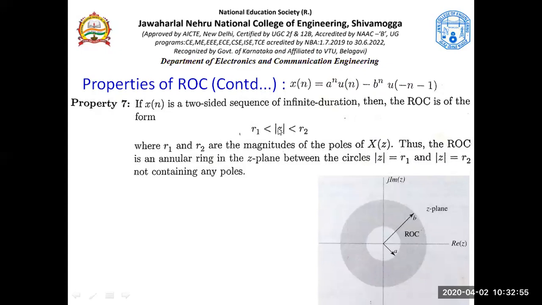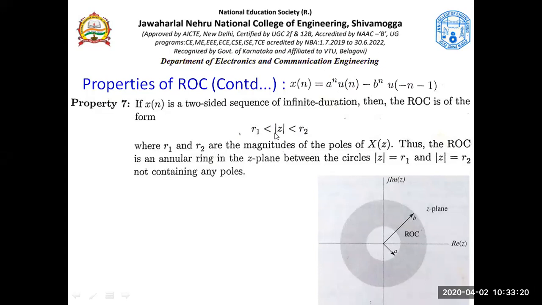Understand that? So the region of convergence is magnitude of Z greater than A and magnitude of Z less than B. A is referred to as R1 and B is referred to as R2 for generalization. They are generalizing the statement here, and we have considered this example to understand this generalization.